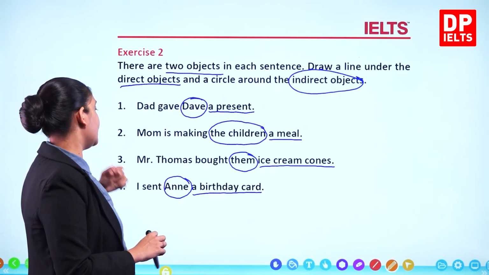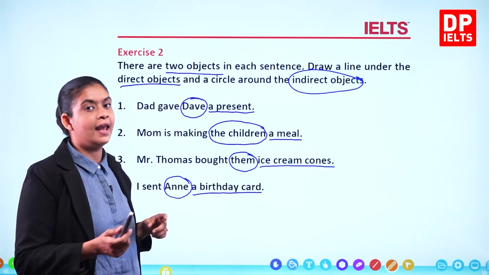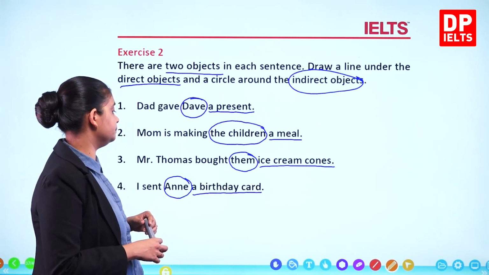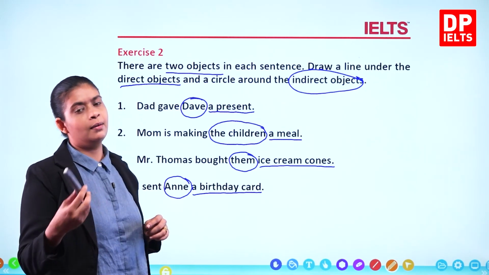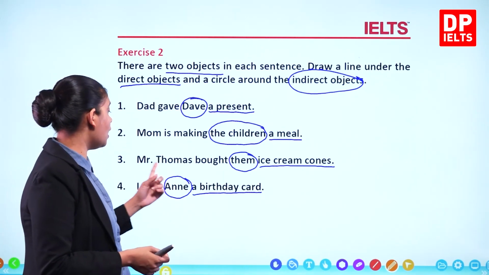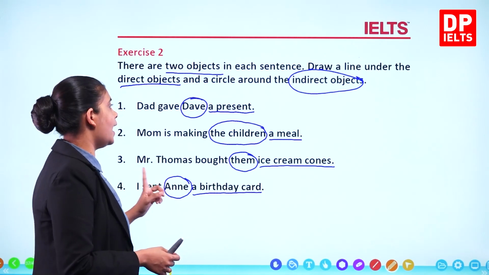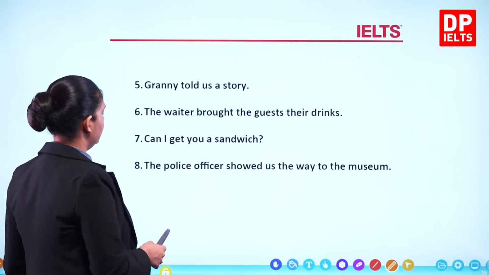I sent Anne a birthday card. මම Anneට birthday card එකක් යවුවා. මොනවද යවුවේ? birthday card එකක්. කාටද? Anneට. So therefore Anne ඇවිල්ලා indirect object එක.